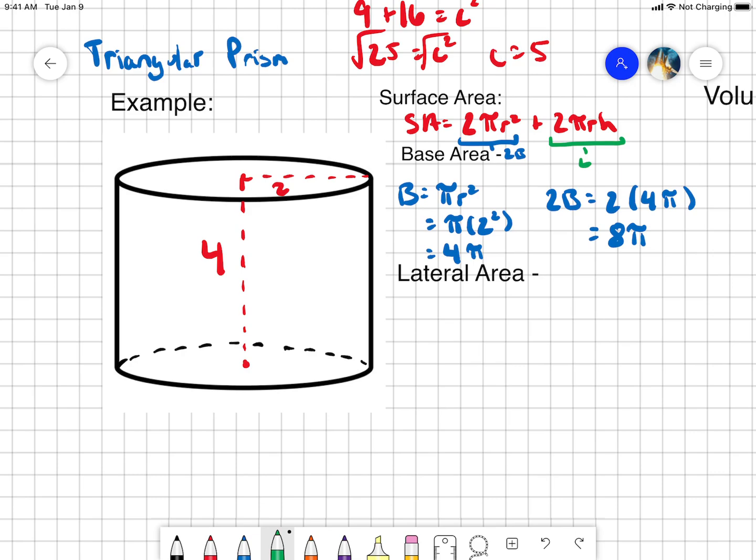My lateral area is 2 pi r h, right? And so now I know that r is equal to 2, h is equal to 4. I know my lateral area then is equal to 2 times pi times 2 times 4, which is 2 times 2 times 4, which is 16 pi. Okay.